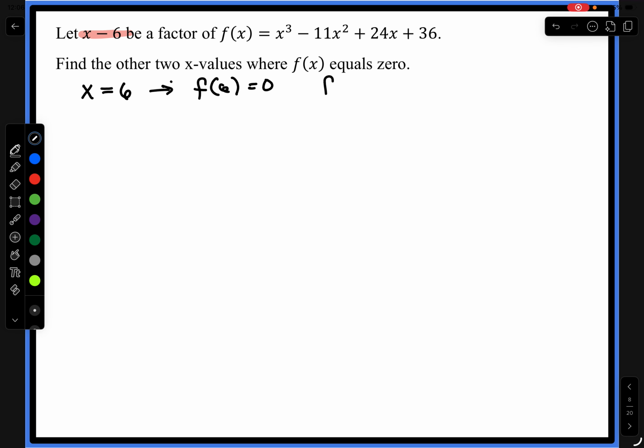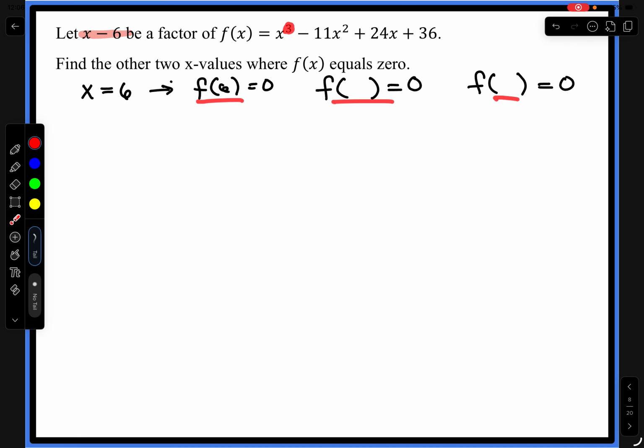Our objective here is to find the other two values that are going to make this equal to 0. Because recall, because this is a degree 3 polynomial, there has to be a total of 3 numbers that make the function equal to 0. And we are already given one of them, x equals 6, because x minus 6 is a factor. So to find the other two, we're going to use this one solution to divide.